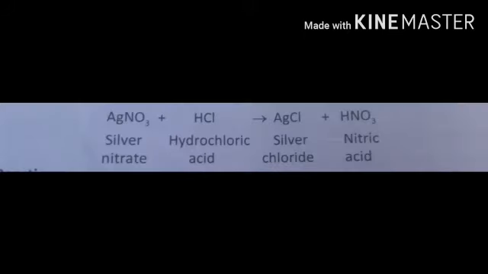Let us see one more example. Silver nitrate is a compound; when it reacts with hydrochloric acid, the silver will react with the chloride and form silver chloride, whereas the nitrate reacts with the hydrogen in hydrochloric acid and forms nitric acid. So this is how silver chloride and nitric acid form in the double decomposition reaction.